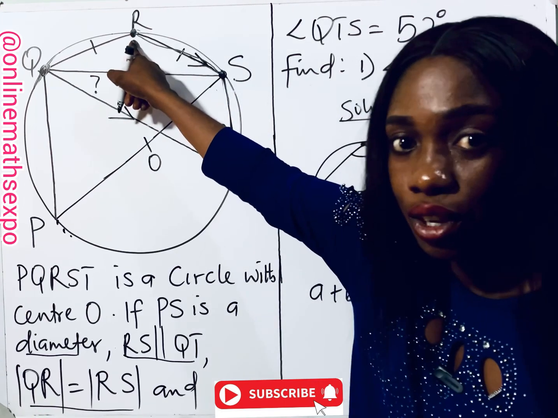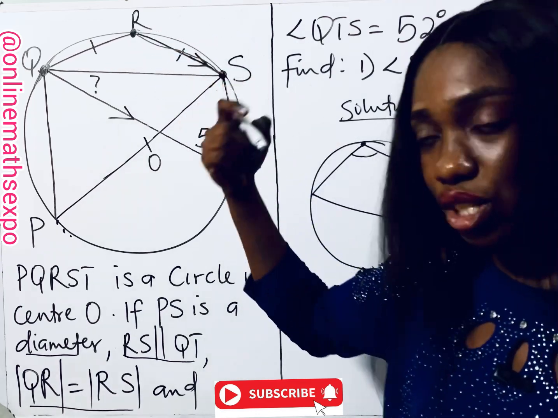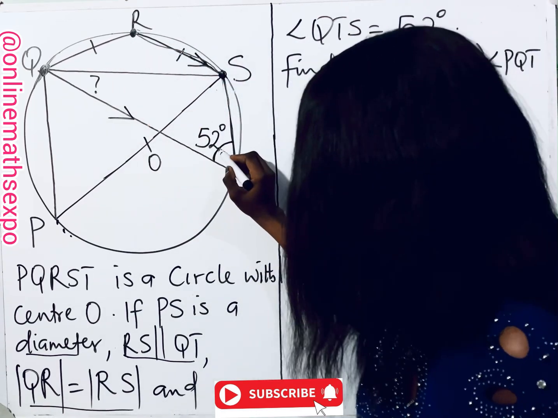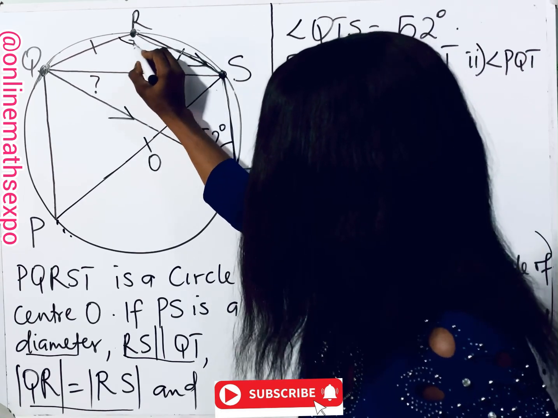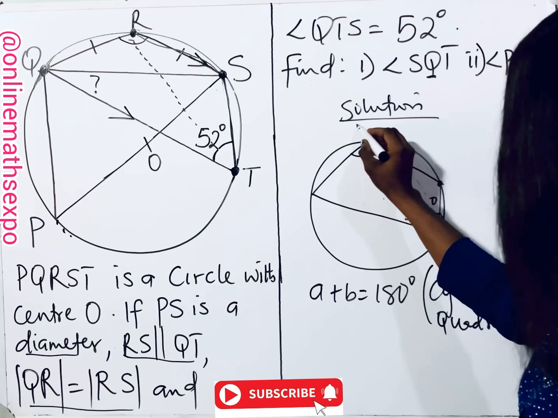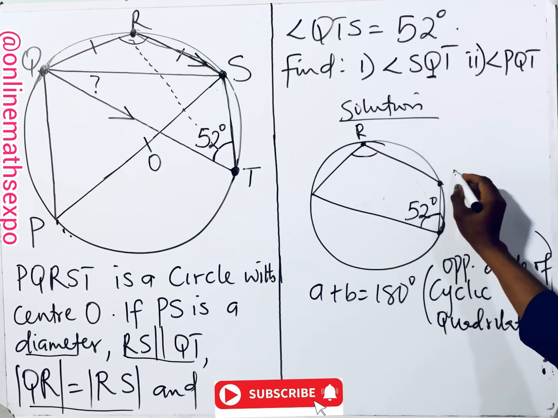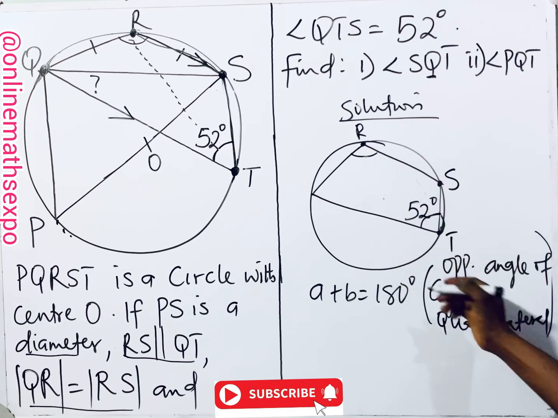Finding this, will it be of help to us? Let's see to that. So you see that this angle here is opposite to this one, so it means we can easily find this. That is angle R. So we're going to find this angle R with the knowledge of this theorem.